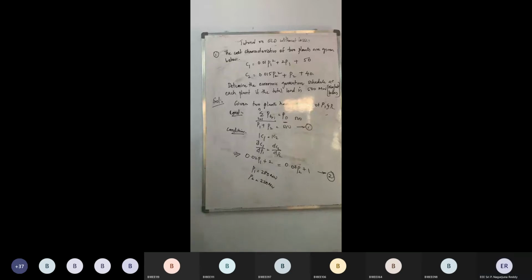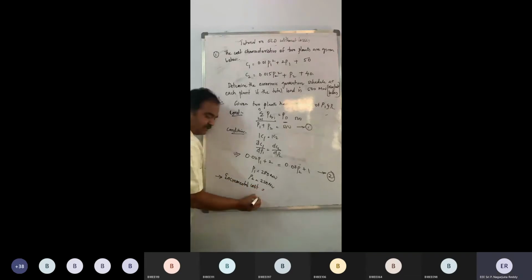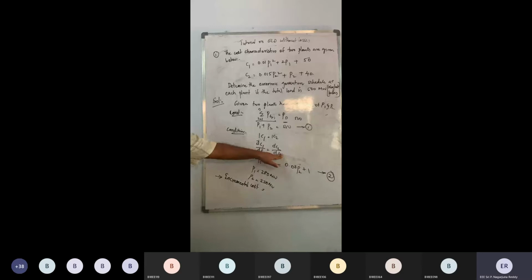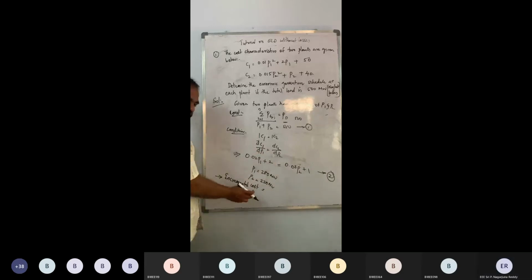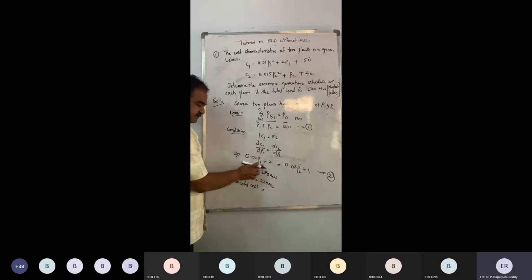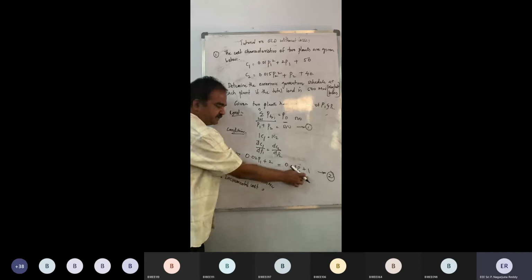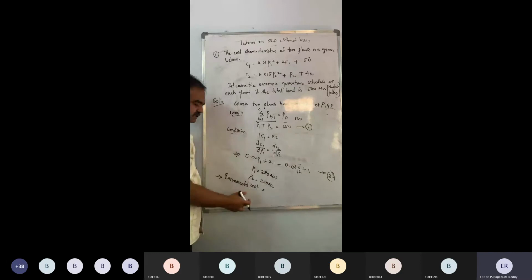Now, incremental cost is going to be the same for both of the plants. That is what is our condition. But anyhow, we will be computing it. See, this is incremental cost of first plant. This is incremental cost of second plant. Both will be getting the same.